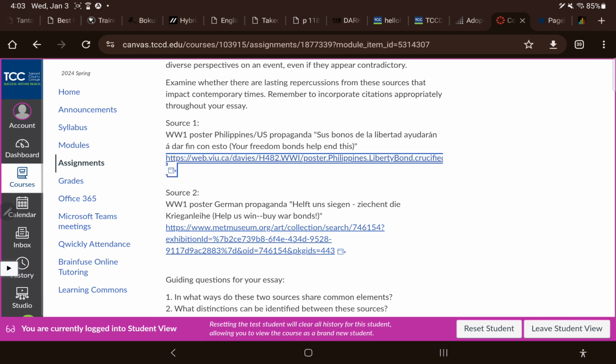Because one thing to note is that for German posters, World War I, they didn't depict the opposite side as bestial or evil creatures like the American posters and British posters did to the Germans. Now, World War II, that's a whole different ballgame. But that's just something to think about whenever you're going into this.